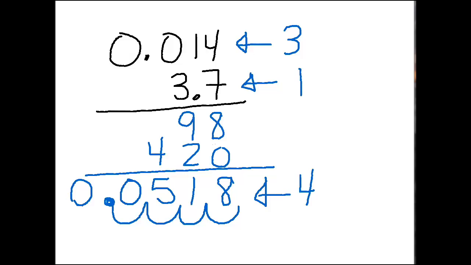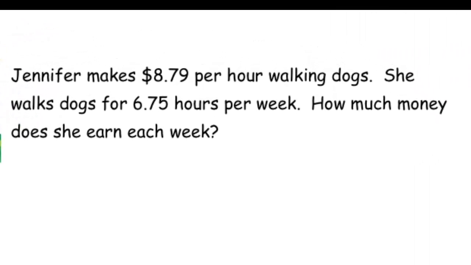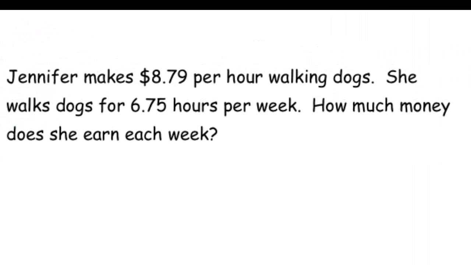We're going to take a look at one last problem. This is a word problem. It says, Jennifer makes $8.79 per hour walking dogs. She walks dogs for 6 75/100 hours per week. How much money does she earn? So let's go ahead and set this problem up.